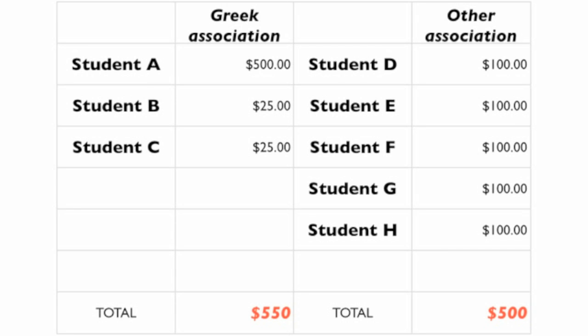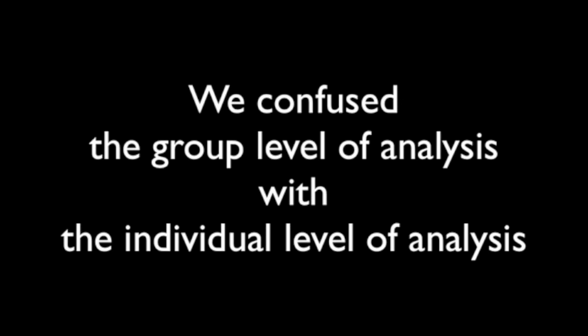Consider the following numerical example. The first two columns refer to a Greek association, and the next two columns to some other non-Greek association. On the rows, you see individual student charity contributions for each association. On the aggregate, you could have a few students who, because of their substantial contributions to charity, raise the total level of charity contributions from Greek associations. The existence of a few extremely charitable students does not mean that all students are equally charitable. Why did we draw the wrong conclusion? The error happened because we confused the group level of analysis, student organizations, with the individual level of analysis, students.